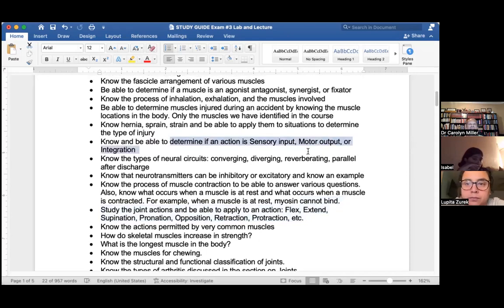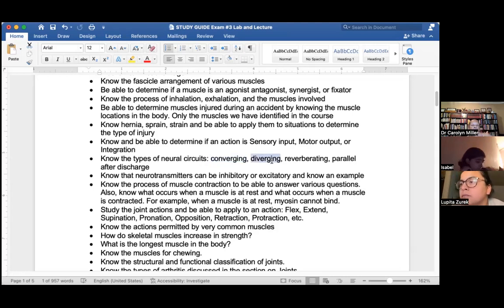So here's that one: sensory input, motor output. Know the types of neural circuits. Converging. Remember, that's like thinking about Christmas or Thanksgiving. Several things come to mind, but they all remind me of Christmas or Thanksgiving. Several inputs, one output. The thought of the holiday, the turkey, the stuffing, the snow, the pine smell, Christmas. So it's lots of inputs, one output.